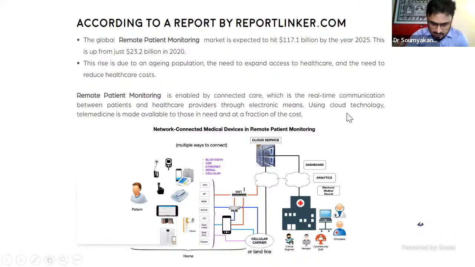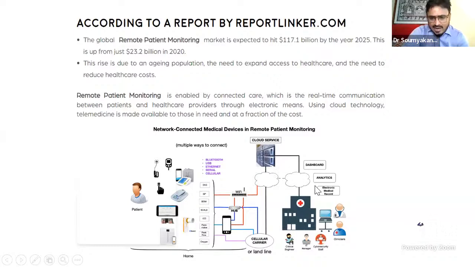So this diagram explains that if there is a patient, they are connected to a lot of sensors, IoT devices. It can start from your glucometer, it can go from ECG, it can go to your lung devices, liver devices. These are small, smart devices having Wi-Fi, Bluetooth systems, which collect data from the patient, both invasive and non-invasive. They are connected through a mobile, a hub, or Wi-Fi to the cloud.